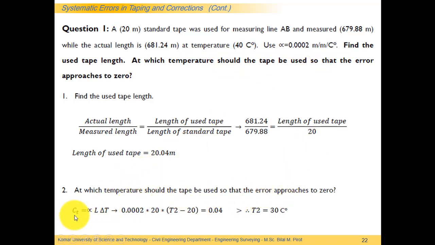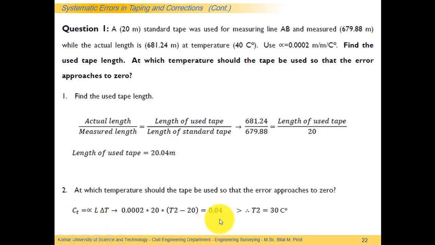Now we have this formula for temperature, Ct equals alpha multiplied by L delta T. The Ct is the error. Already we have found the error. The error was 0.04, because the standard length should be 20, but it was not 20, it is 20.04. So this is the error.